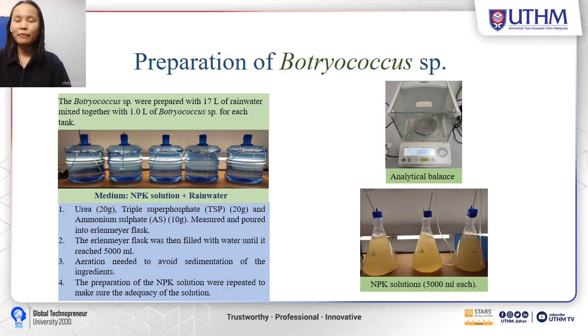Now we're going to talk about the preparation of the Botryococcus species. So the Botryococcus species were prepared with 17 liters of rainwater mixed together with 1 liter of Botryococcus species for each tank, as you can see from the picture over there.